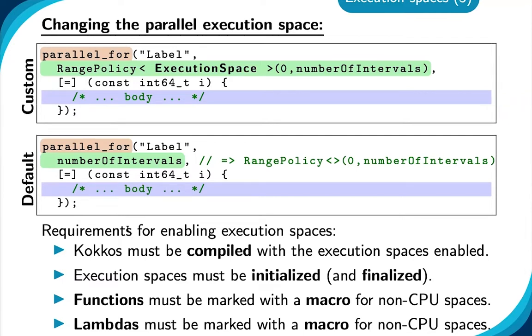So where were we? Basically what I said is that you have to have these things compiled in, right? And then you also need to mark up your functions and lambdas with a macro. The current code you see here actually doesn't have that. Can we go to the next slide?